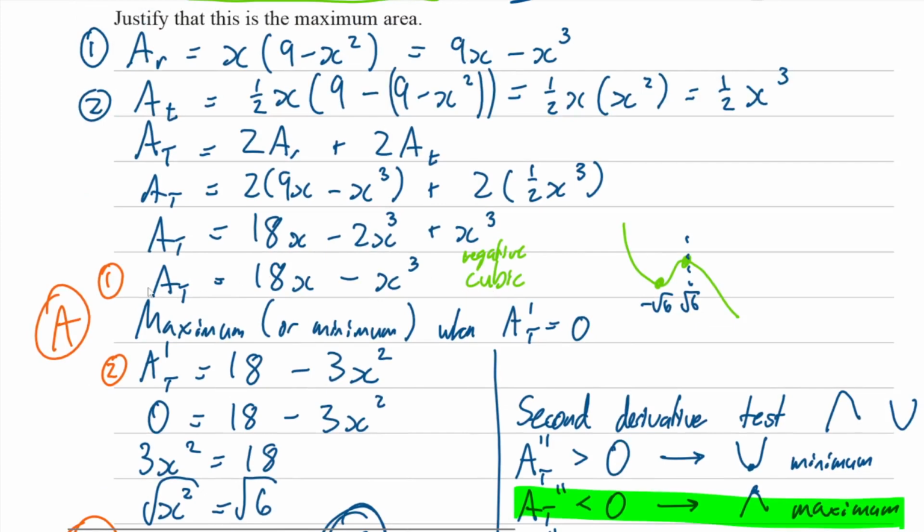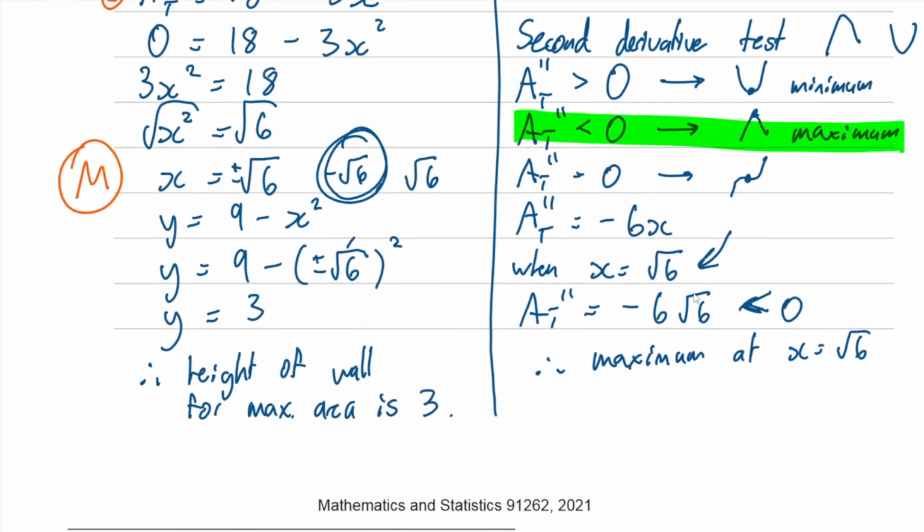Alternatively, we could acknowledge that the area is a negative cubic, so the minimum occurs for the turning point with the lower x value, so negative root 6, and a maximum for the greater x value at positive root 6. And that, together with the height being 3, would give you excellence for this part of the question.